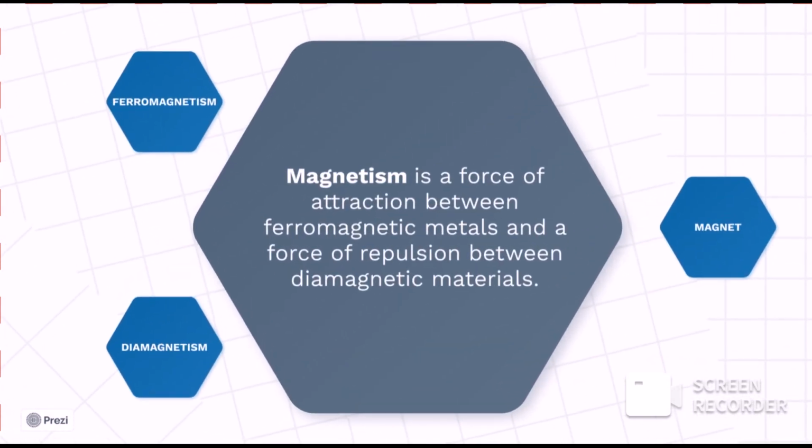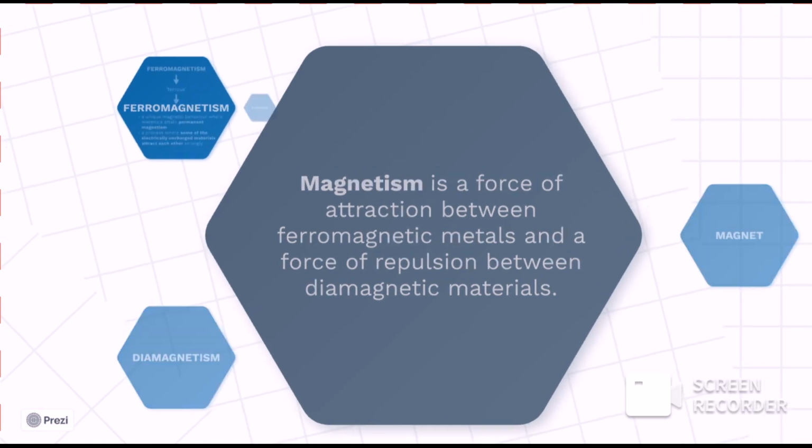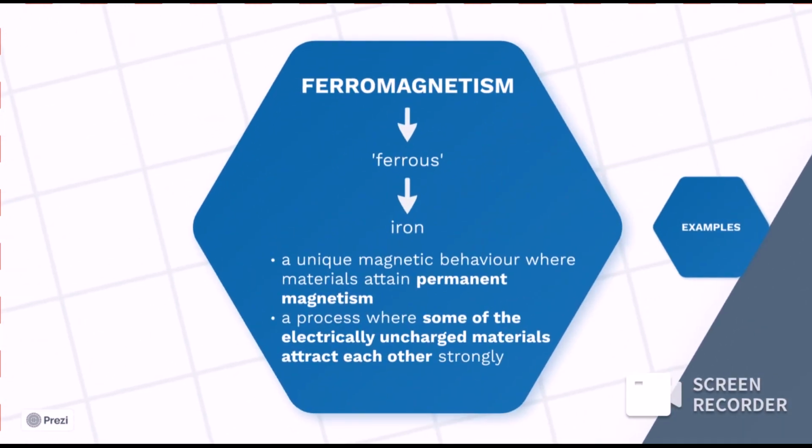Magnetism is a force of attraction between ferromagnetic metals and a force of repulsion between diamagnetic materials. There are various kinds of magnetism, out of which ferromagnetism is the strongest type. Ferromagnetism gets its name from the word ferrous, which means iron, which was the first metal known to show attractive properties to magnetic fields.